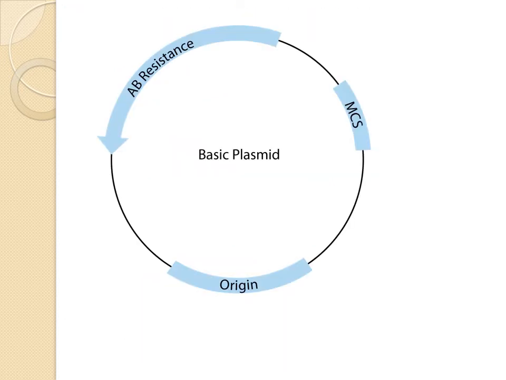So this is how it looks like. It has an antibiotic resistant selectable marker, which can be ampicillin, tetracycline or both. It has MCS or multiple cloning sites, and at the bottom you can see the origin of replication through which it divides. I want to keep this video short and simple.